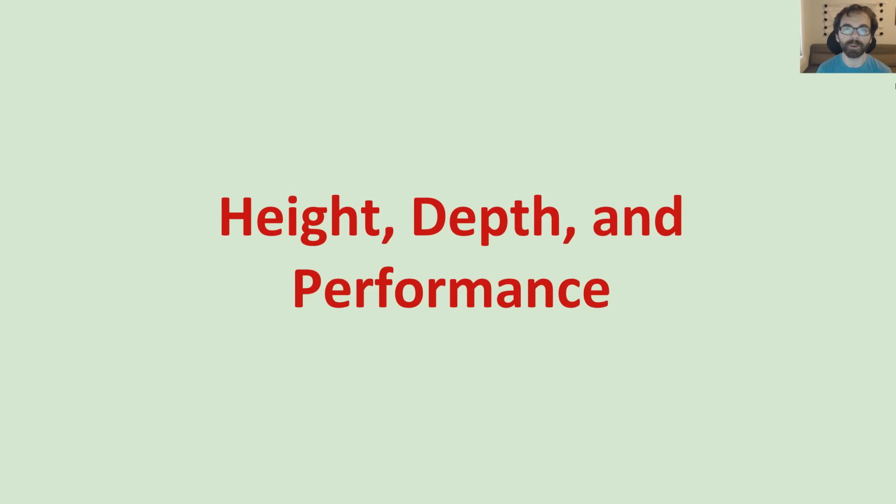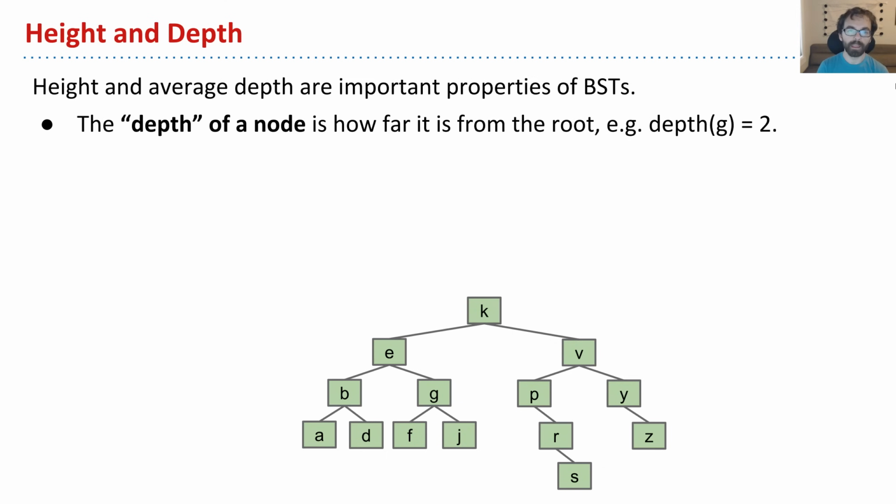We've spent some time so far discussing how the height of binary search trees can change over time. So now I'm going to introduce formally what height means, what depth means, and what average depth means. And we'll see how that relates to operations. So height we've already been referring to informally, and to formalize it, I'll start by telling you about depth.